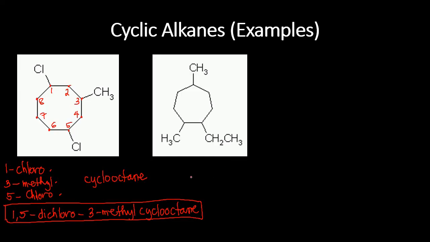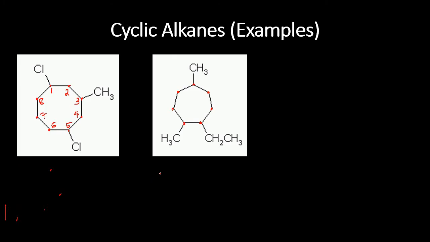Next, our next example has 3 substituents. Okay, so how many carbon atoms in our parent chain? We have 1, 2, 3, 4, 5, 6, and then 7. So 7, heptane siya. Cycloheptane kasi naka-cyclic siya.